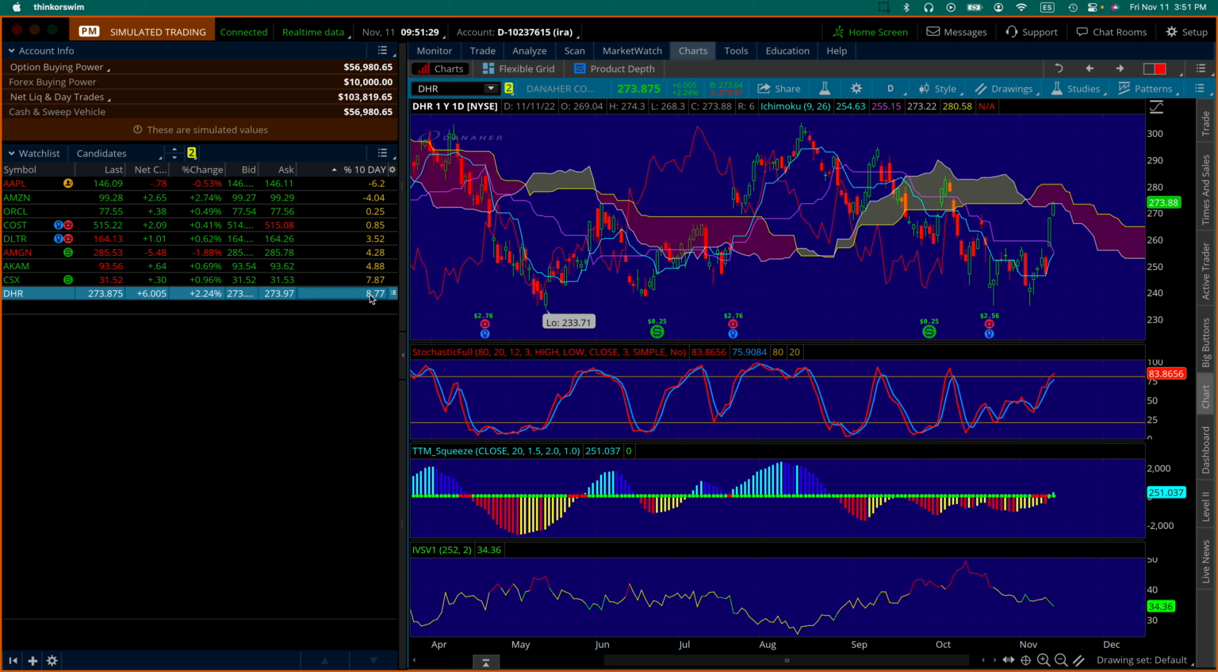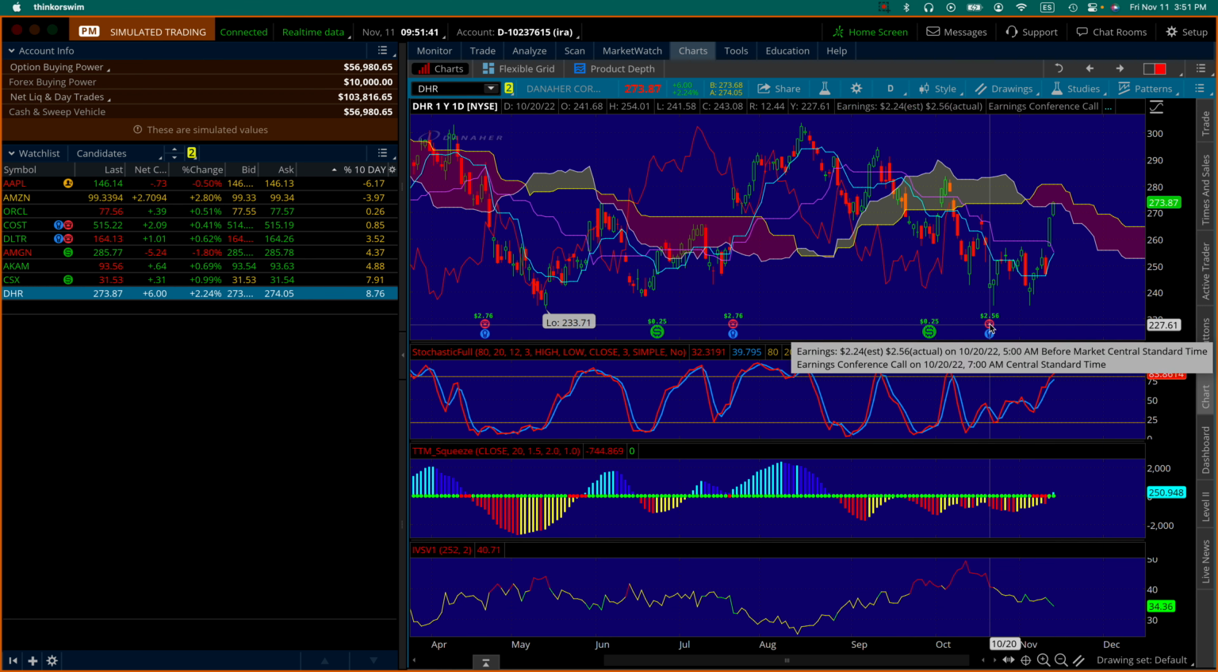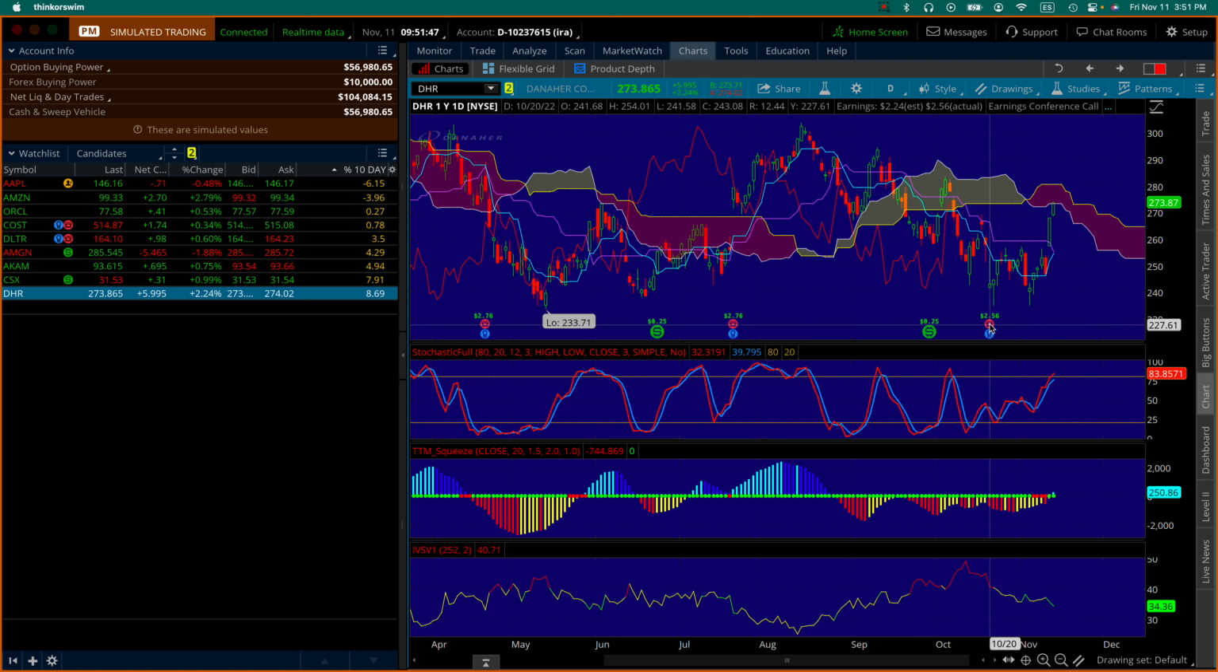DHR, great move. Look at that. And the IV percentile is low. Okay, so that's definitely a candidate. DHR, a candidate, and you can see the earnings report came here and that was well ahead of expectations. So that's a good candidate. So I have two, CSX and DHR. Okay, these are previous candidates.